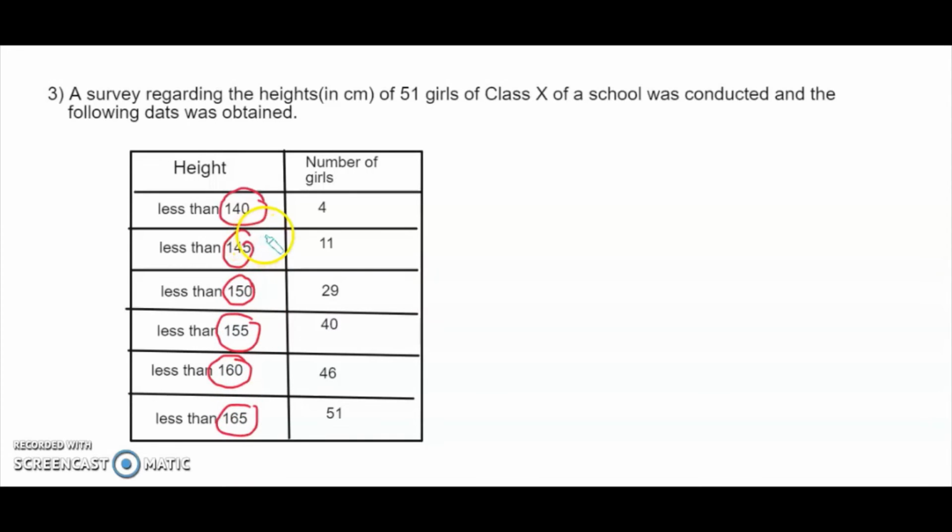Okay, then how to find the class interval? The length of the class interval, you subtract the two entries. 145 minus 140 is going to be 5. The difference is 5. So the class interval will be 5.